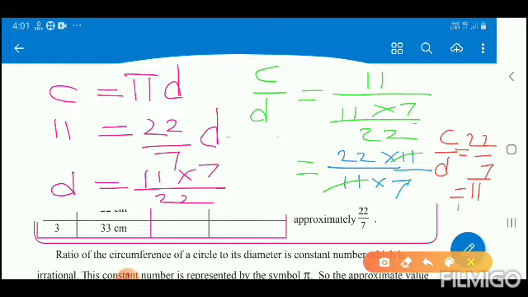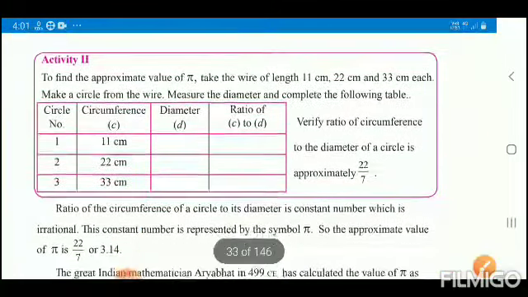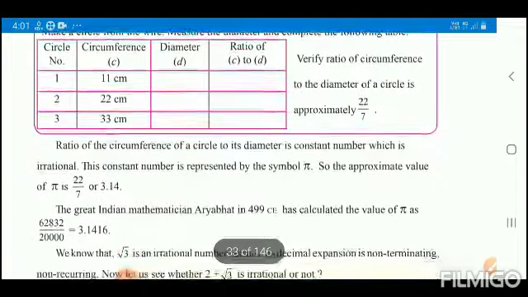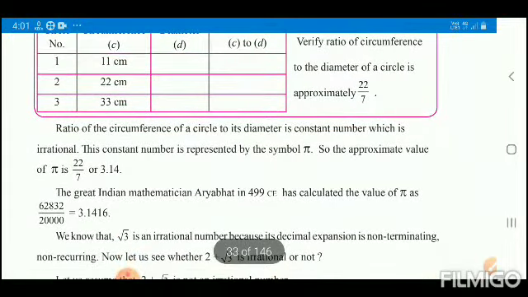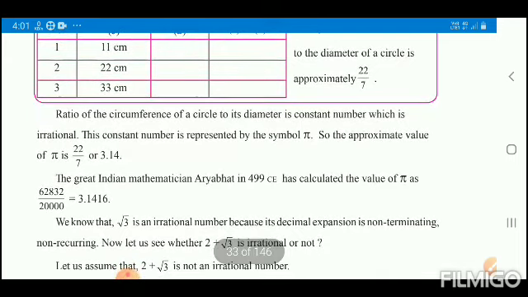Okay. Now we will go to the next point. Same way you have to find the values for circumference 22 centimeter and 33 centimeter. Now the ratio of the circumference of a circle to its diameter is a constant number, which is irrational. This constant number is represented by the symbol pi. So the approximate value of pi is 22 upon 7 or 3.14.